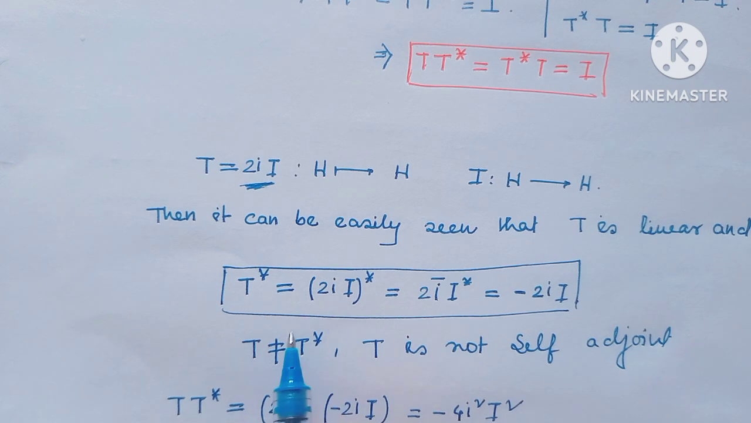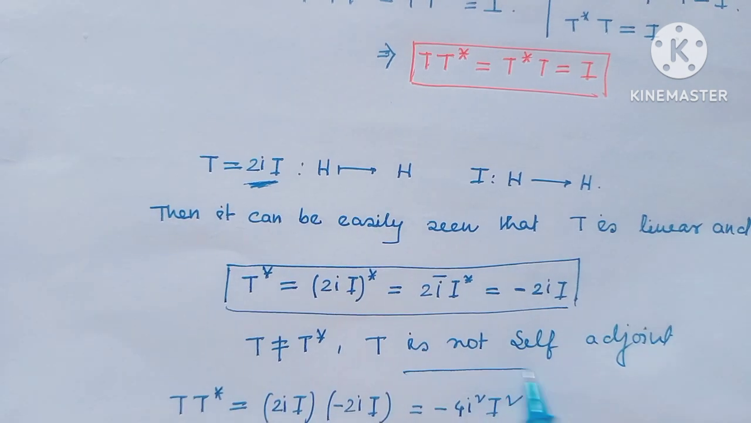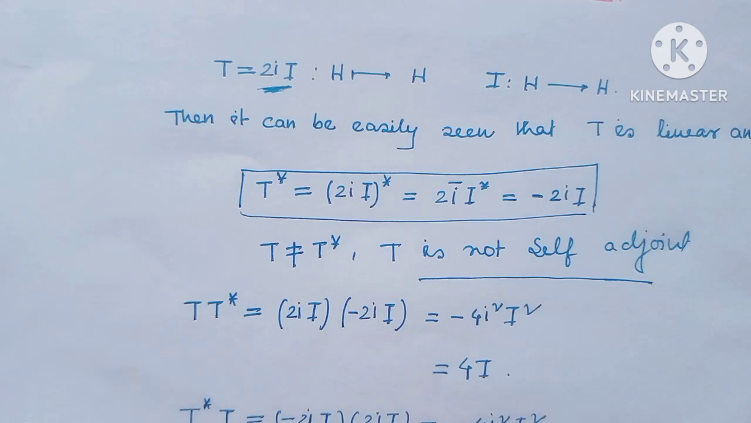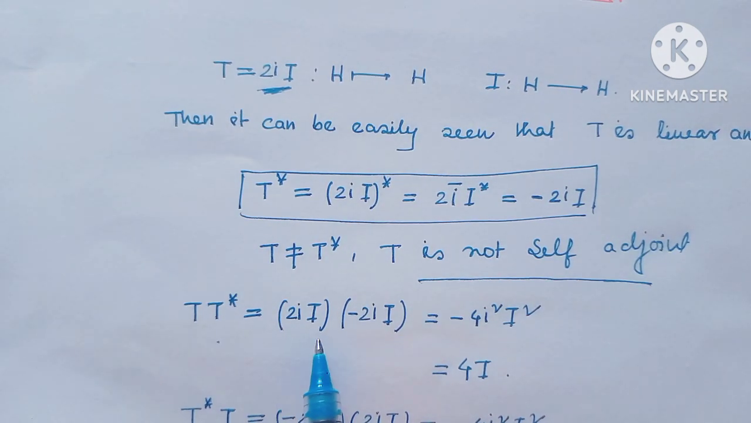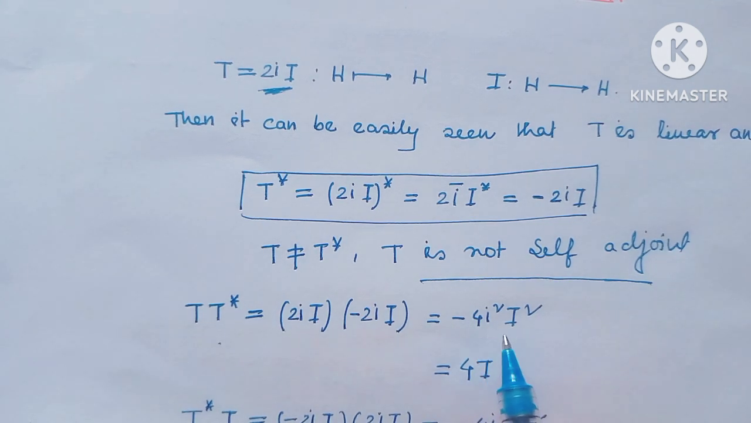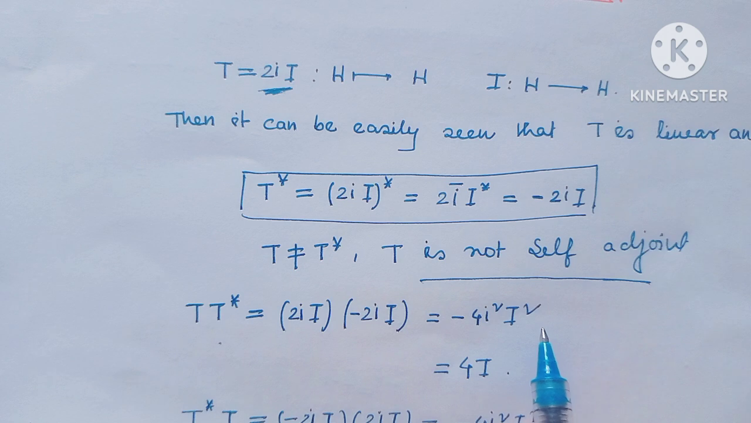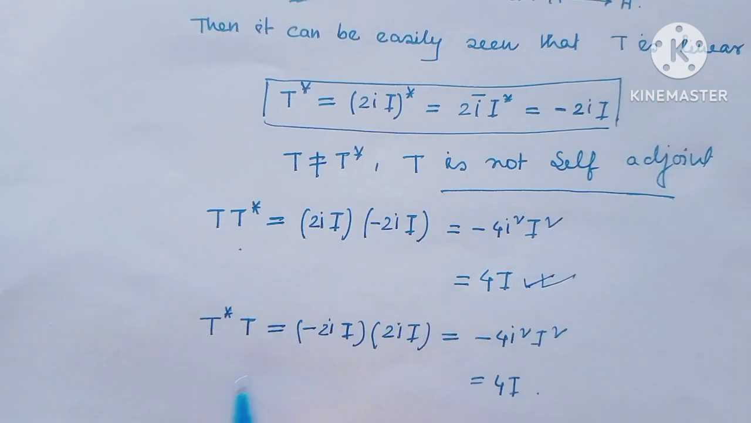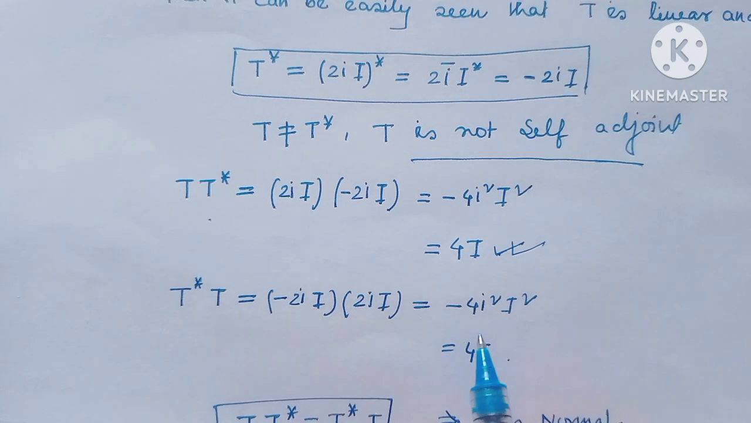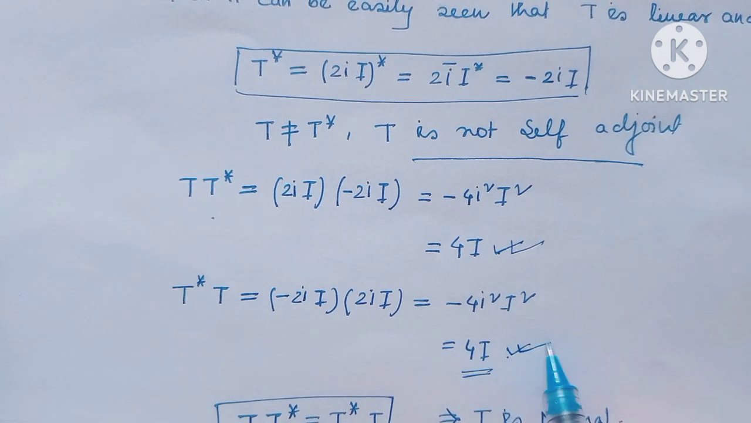Therefore, T is not equal to T star. So, T is not self-adjoint. Also notice T T star equals 2i identity times minus 2i identity. This is equal to minus 4 i square identity square. This is equal to 4 identity. And T star T equals minus 2i identity times 2i identity. This is also equal to minus 4 i square identity square. This is also equal to 4 identity.